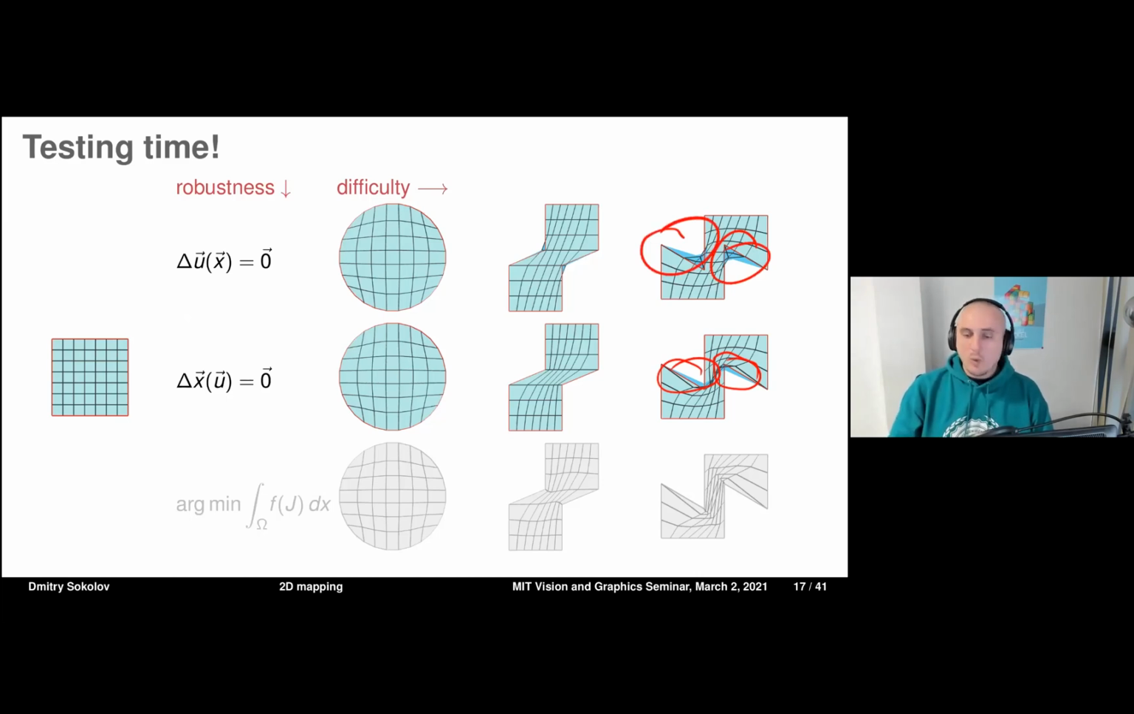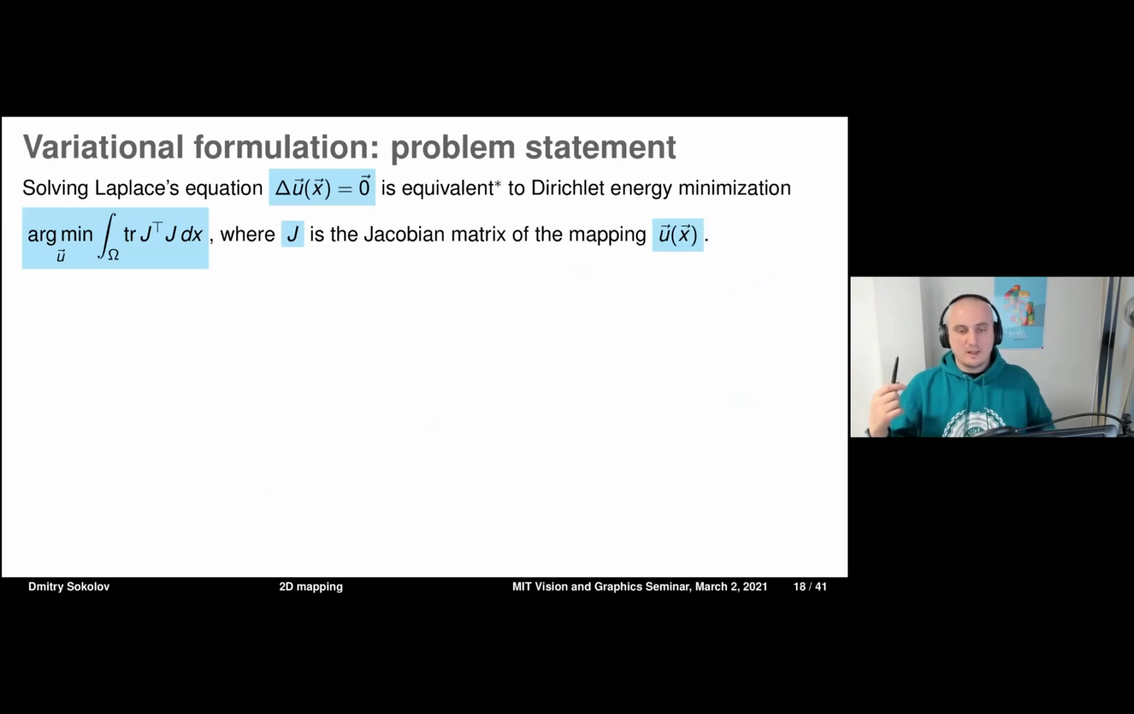Why is the inverse harmonic map working better than the direct one? And can we improve the result? Let us consider the same things from a different perspective.